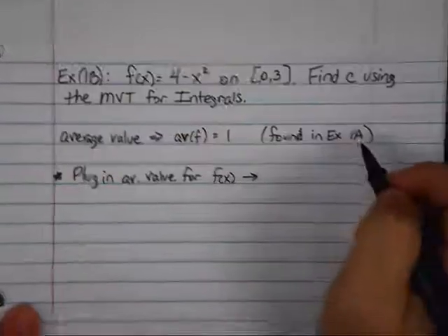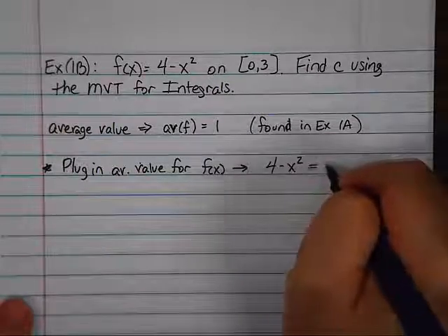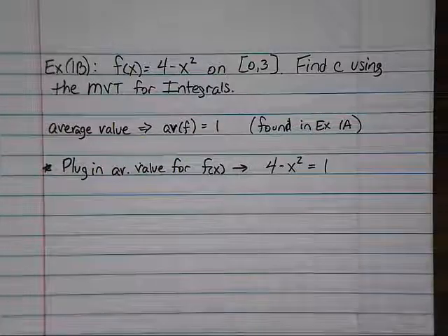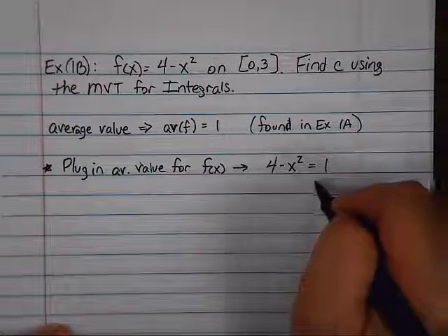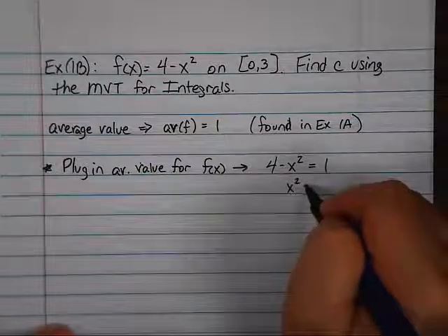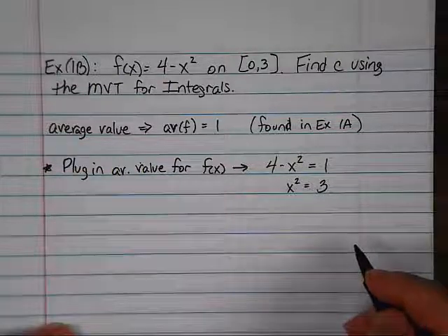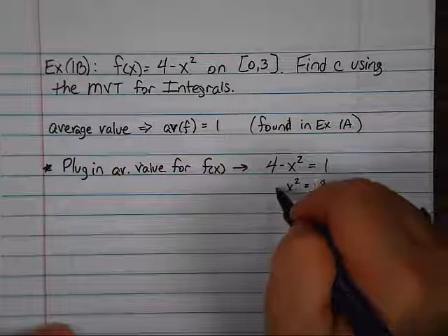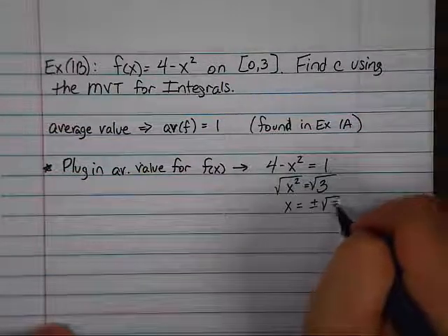That's the methodology. So all you do is you take your function 4 minus x squared and you set it equal to 1, and solve for x. This is all algebra. So I'm going to switch the x squared, and it will be x squared equals 3. Do a little mental math, move everything around. So we take the square root of both sides, and we get x equals plus or minus the square root of 3.